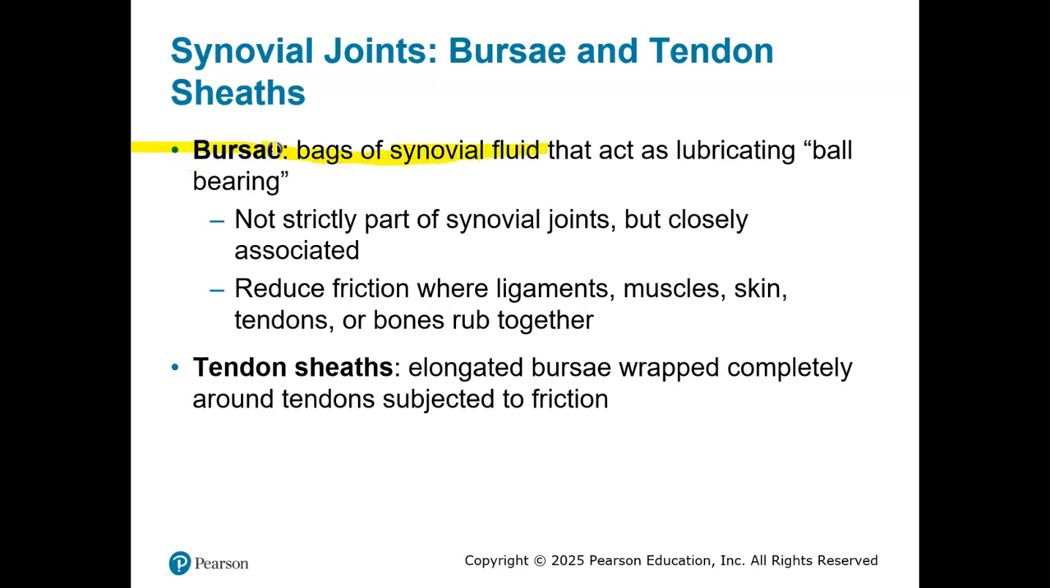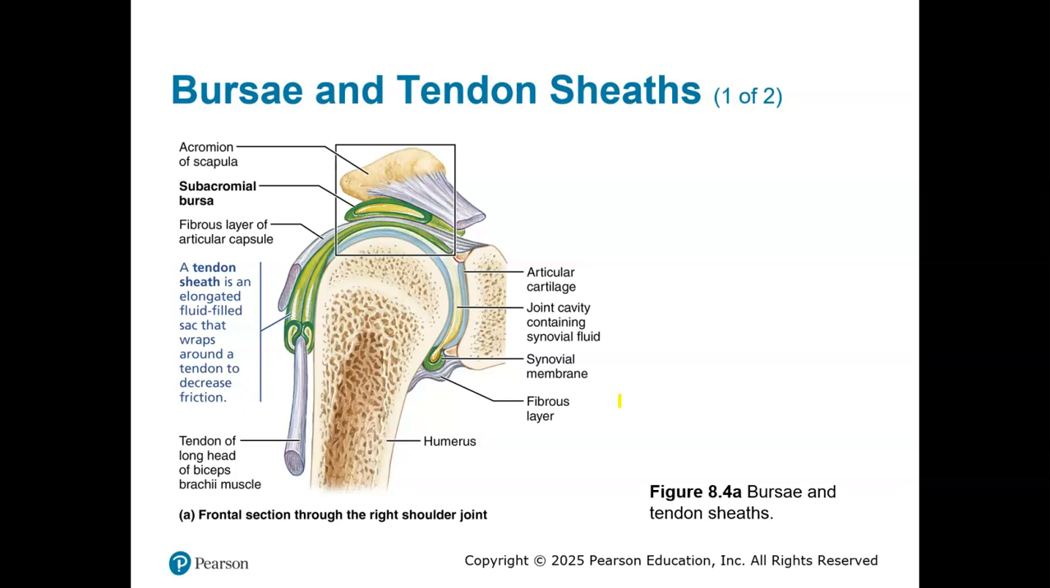And they act like a lubricated ball bearing. They reduce friction where any structures rub together. Tendon sheaths also reduce friction. So bursa and tendon sheaths are not the same thing, but they're both designed to reduce friction.